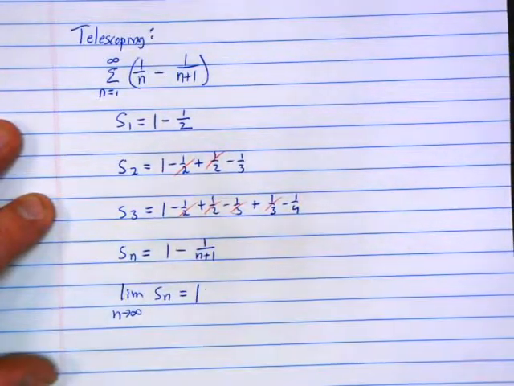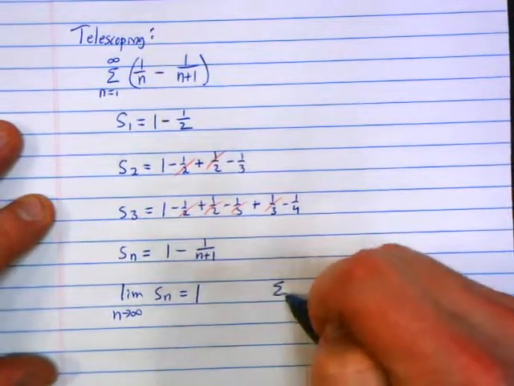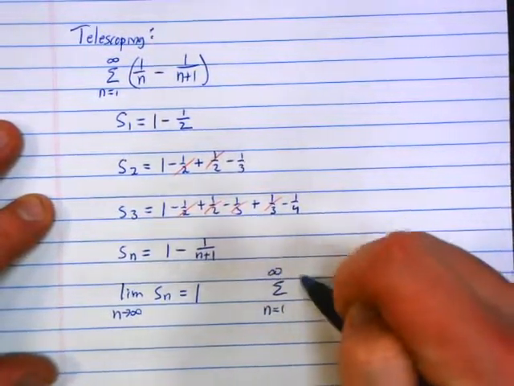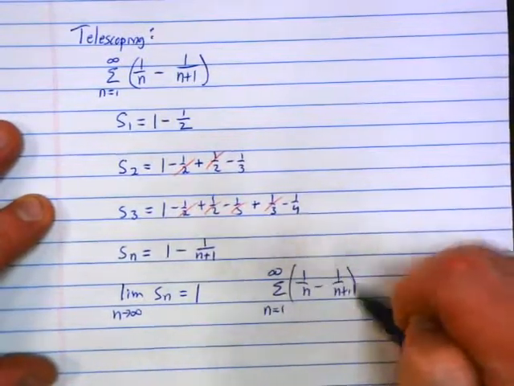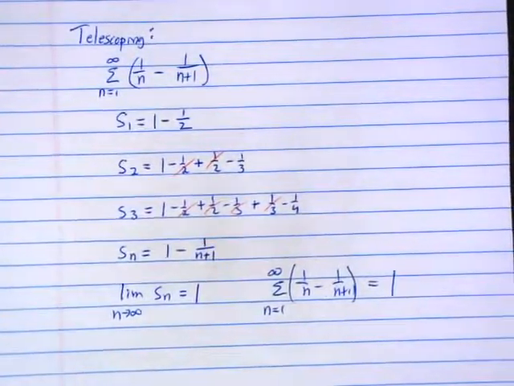1. Which means the sum from n equals 1 to infinity of 1 over n minus 1 over n plus 1 equals 1. That's a telescoping series.